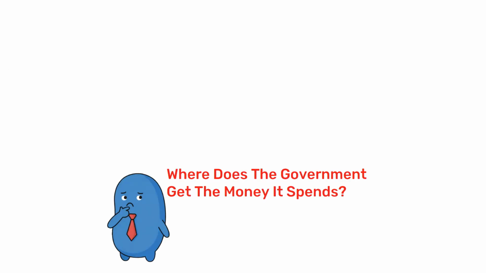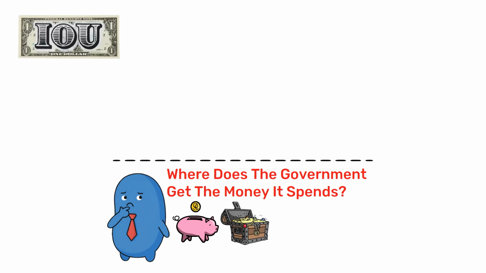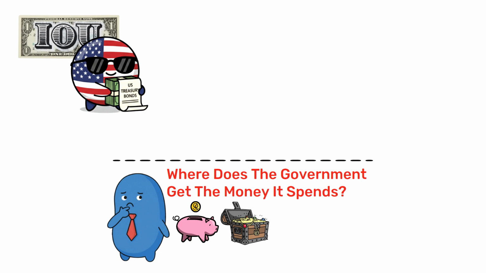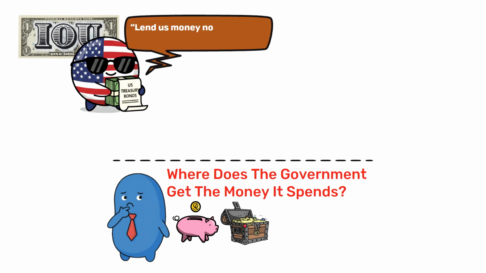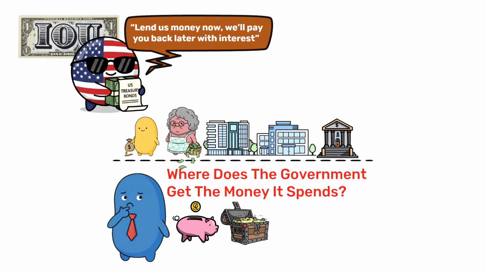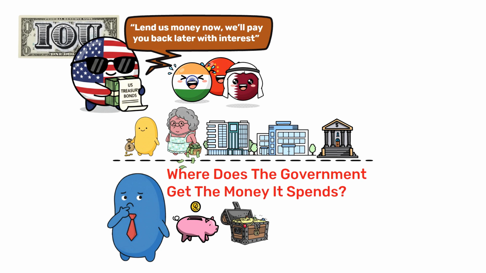But where does the government get the money it spends? Not from a savings account, not from a treasure chest. It gets it by issuing IOUs called treasury bonds. A treasury bond is basically the government saying, lend us money now, we'll pay you back later with interest. Banks, corporations, pension funds, regular investors, and even foreign countries buy these bonds because they trust that the U.S. will pay.